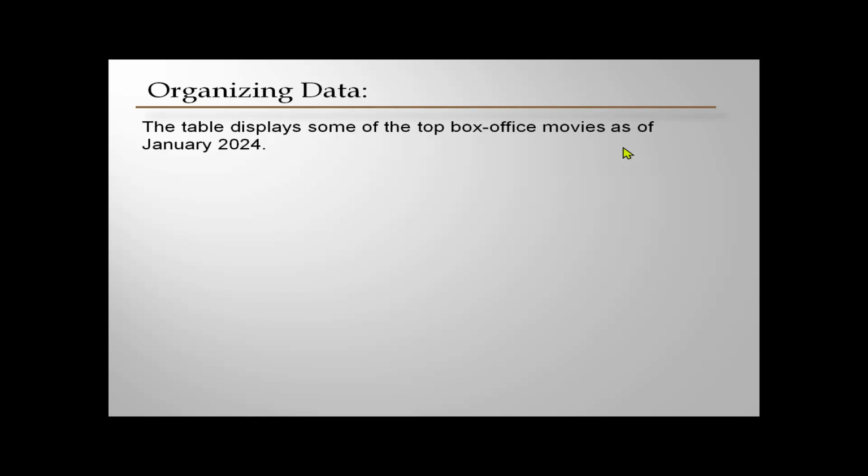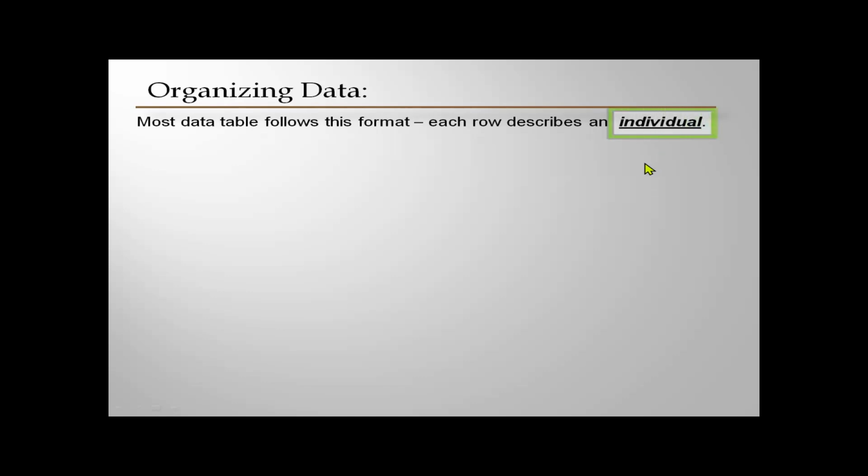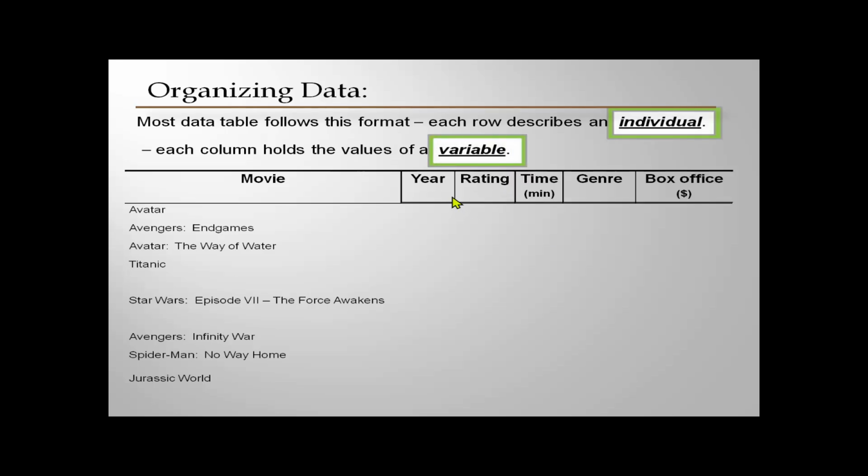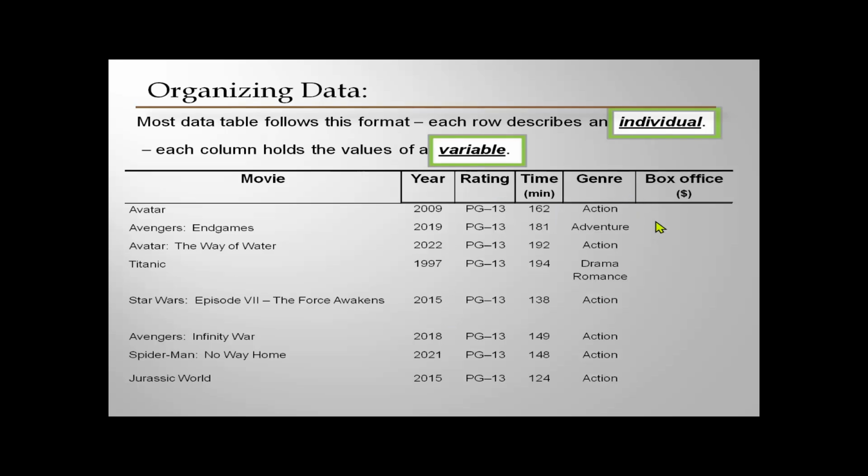Time to go over organizing data. The table displays some of the top box office movies as of January 2024. Most data tables follow this format. Each row describes an individual. So to set up our current table, we have movies as our individuals. Each column holds the value of a variable. So our variables are going to be years, rating, time, genre, and box office.